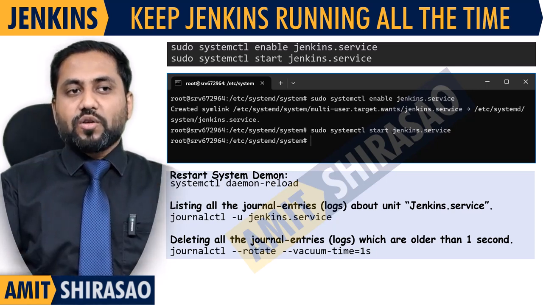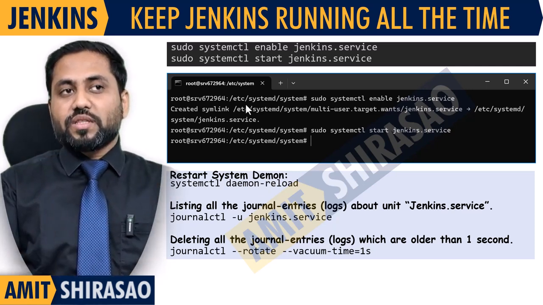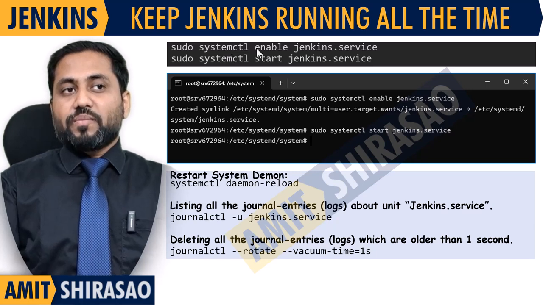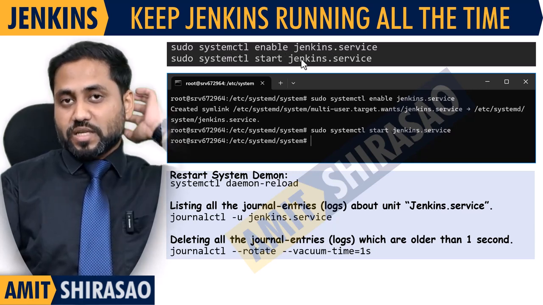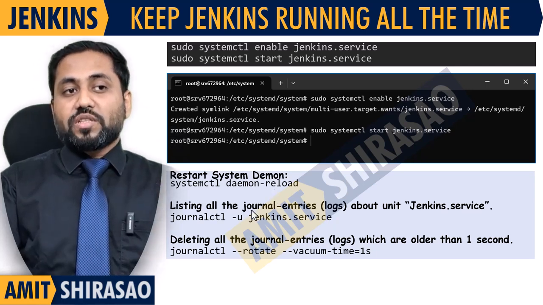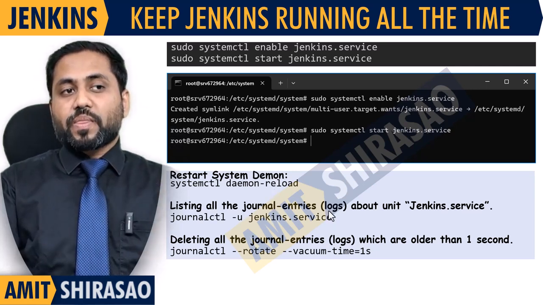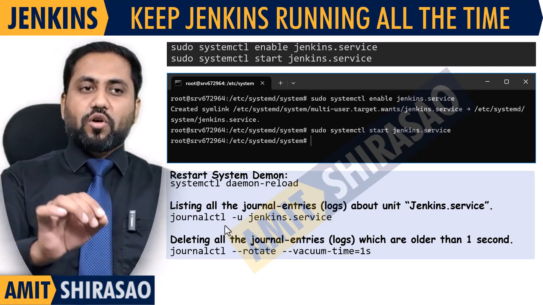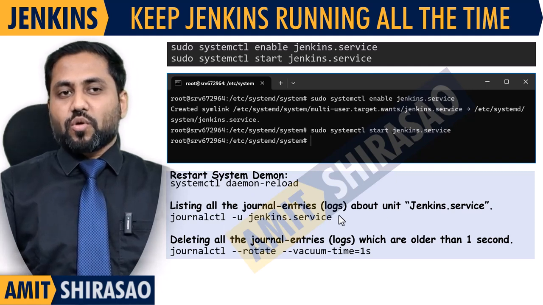So you are reloading the daemon because you told the daemon to enable this Jenkins service and start it. So now you have to reload that daemon. List all the journal entries. So what are these? So journal means log entries. Okay, journal entries means logs.